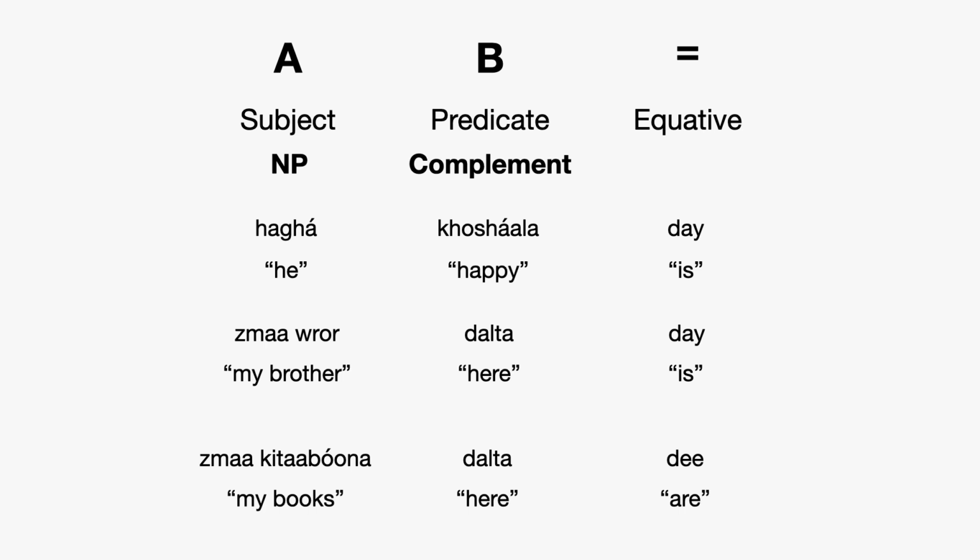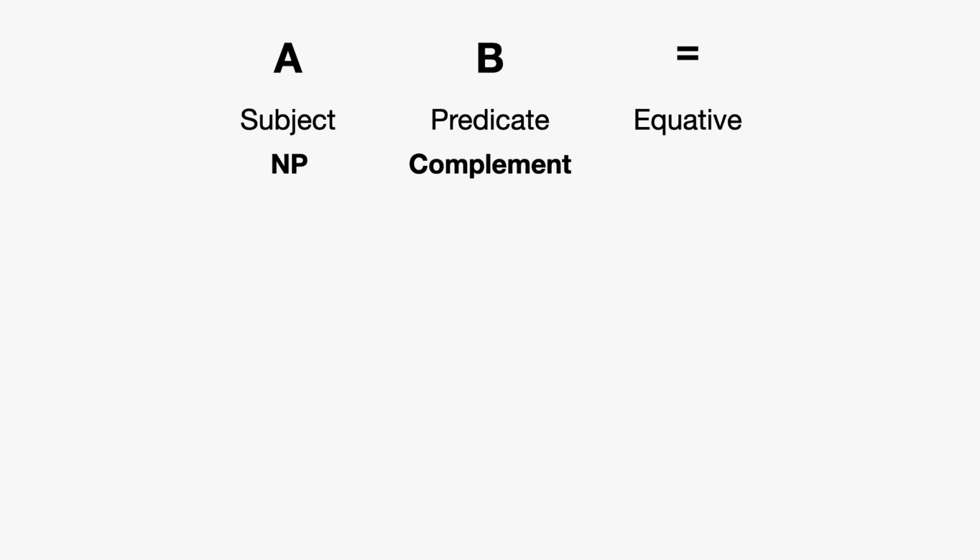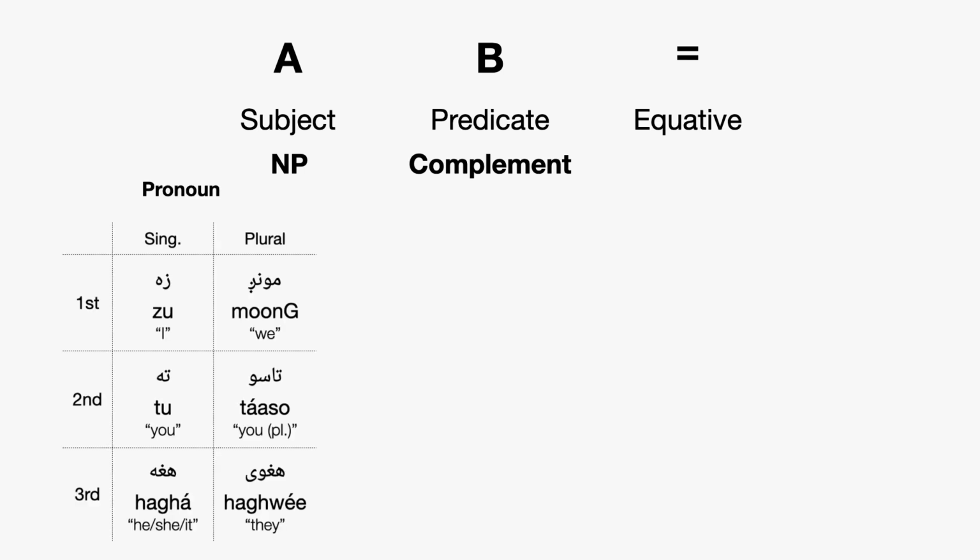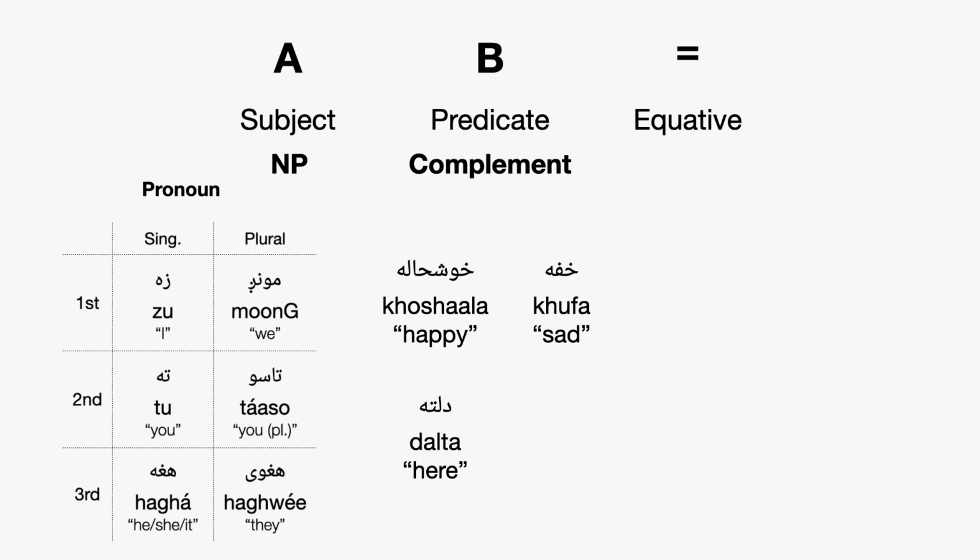Now let's look at exactly how it changes. So we'll make a whole bunch of sentences to demonstrate this. For our subject, we can take pronouns. So let's take the pronouns ze, mung, te, taso, hara, harui. And for our predicates, we'll take some complements. We can use a couple of adjectives like khoshala for happy, khafa for sad. We can also use some location adverbs like delta or alta for there. Delta is here, alta there. And for the equative, we'll use the present equative.